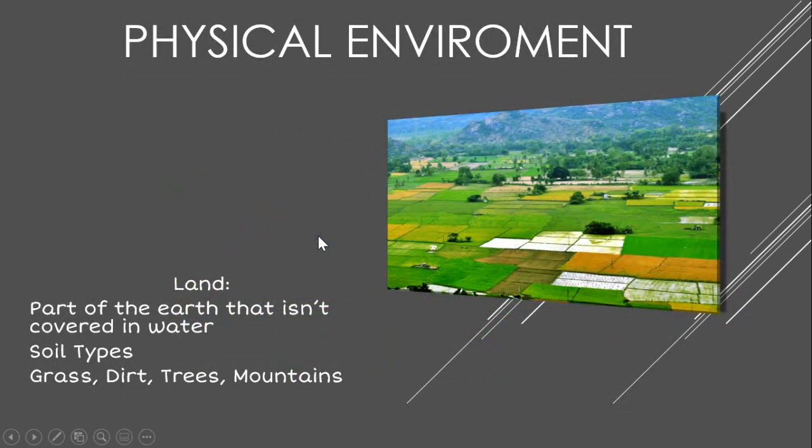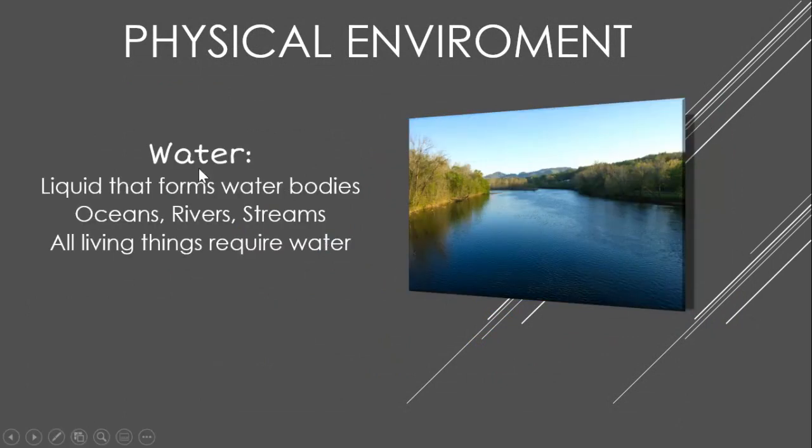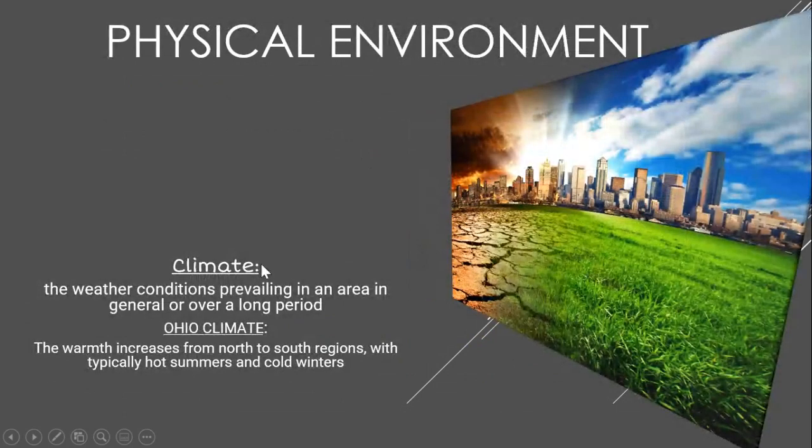So if we talk about the physical environment, we're going to talk about land. It's just part of the earth that isn't covered in water. Physical environment: land that isn't covered in water, right? Water is a liquid form. I'm pretty sure we know what water is.